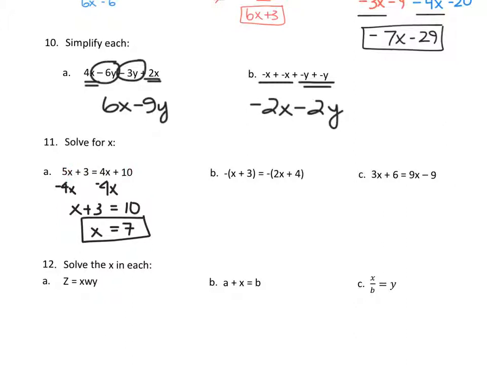And B is going to be -x minus 3 equals negative 2x minus 4. So I'm going to add x to each side. So I'll have negative 3 equals negative x minus 4. And I'm going to add 4, so 1 equals negative x. And I'm going to divide by negative 1, so x is 1.